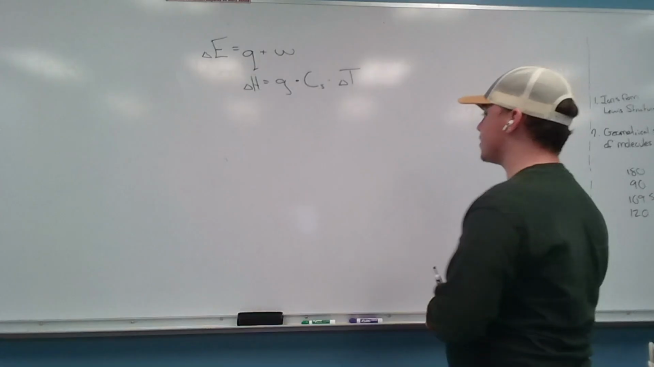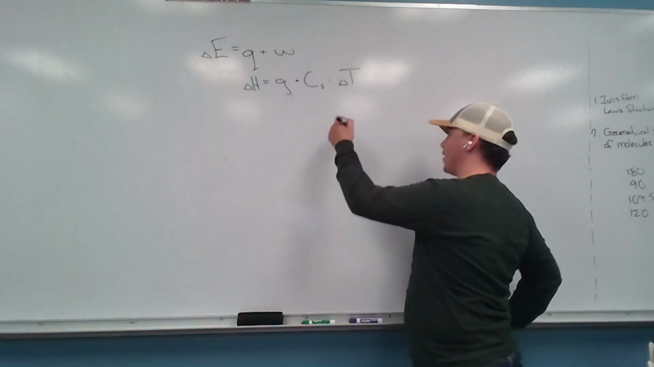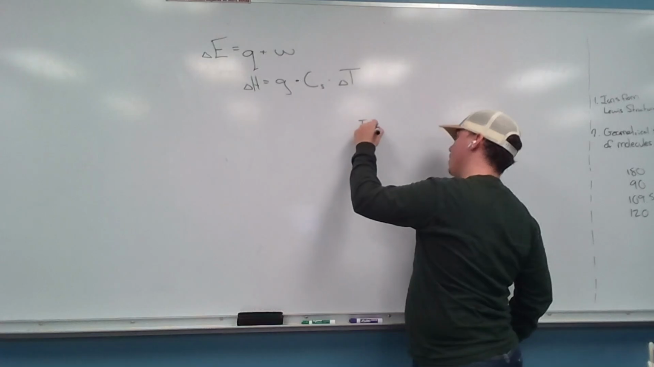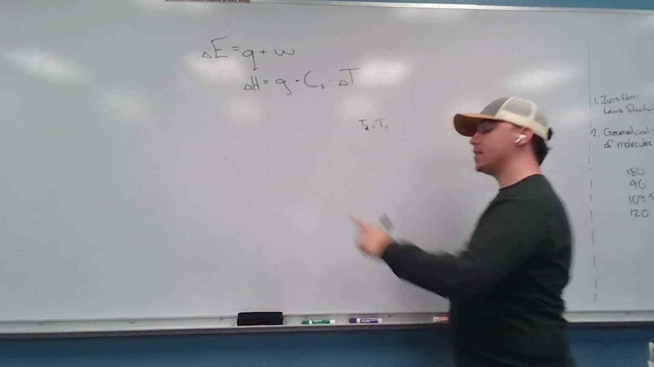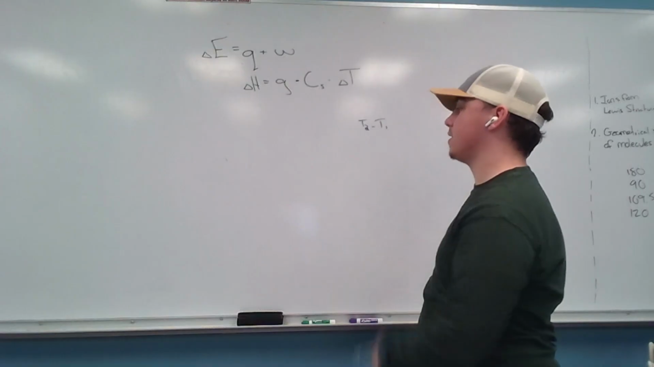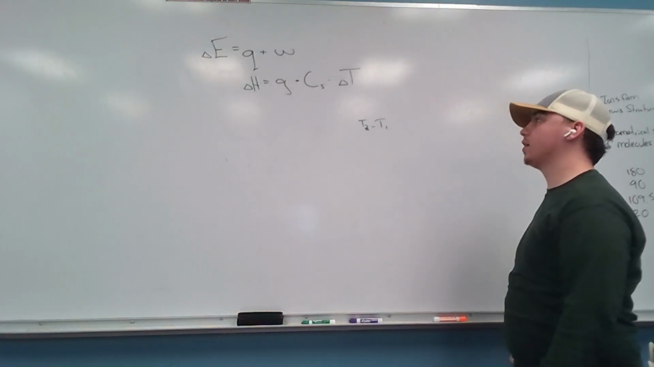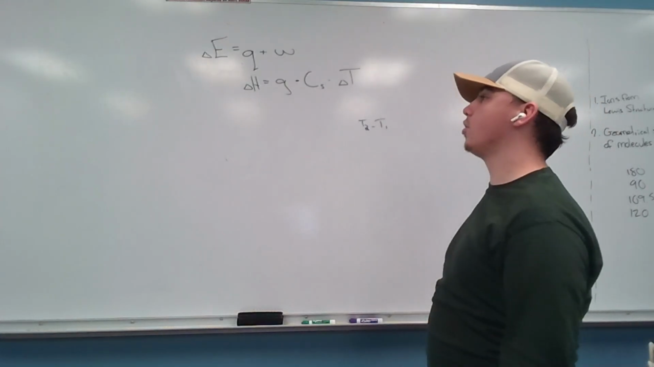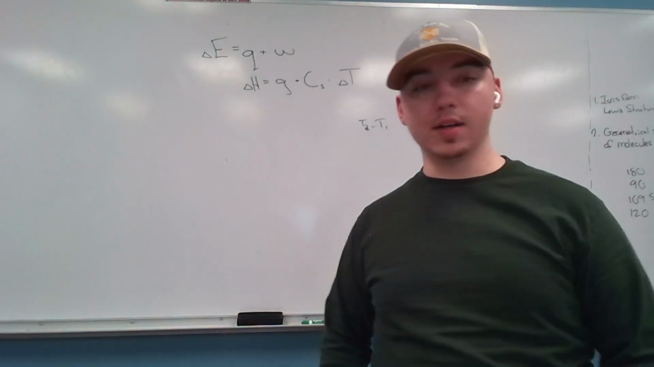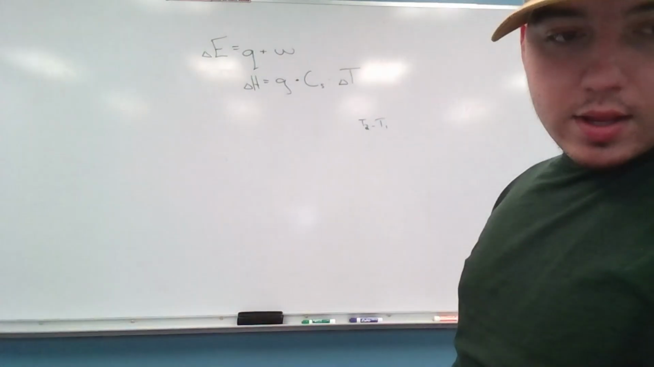Change in temperature is as easy as T2 minus T1. And yes, it does matter if it is a positive or negative number in the end. Specific heat is always positive, by the way. Mass is always in grams. And then heat comes out to be in joules. So that's how that equation works.